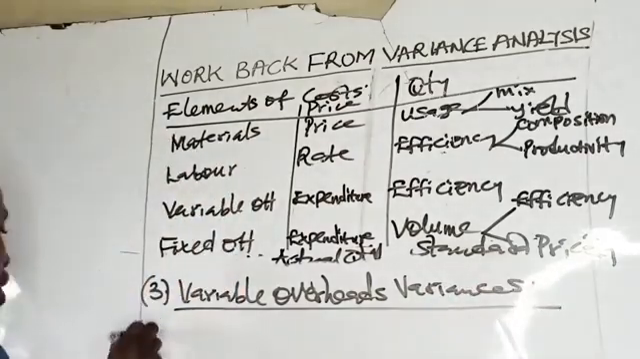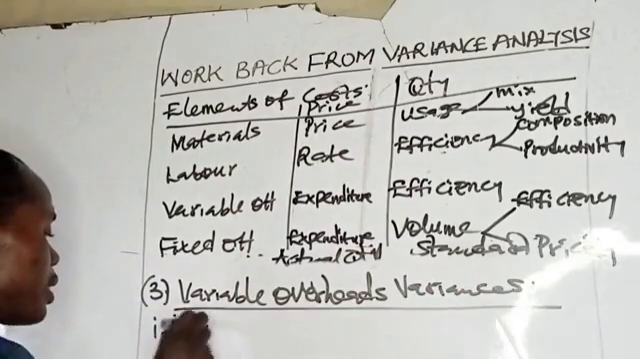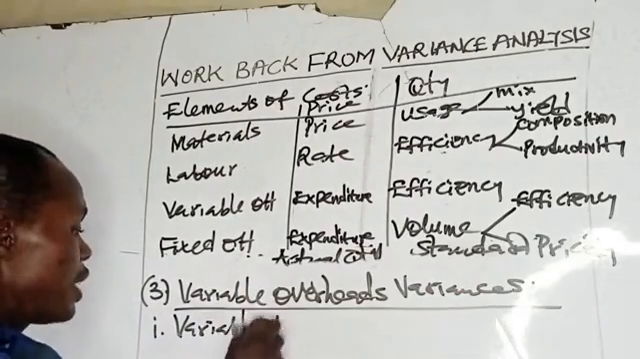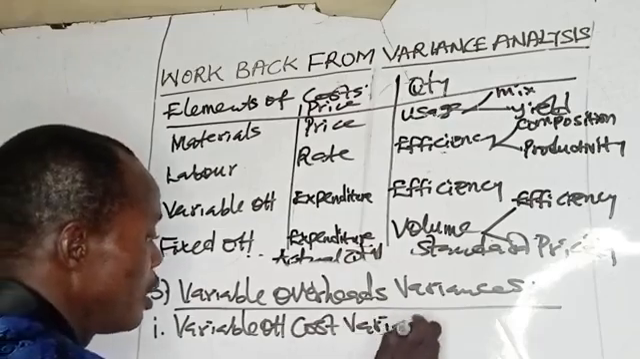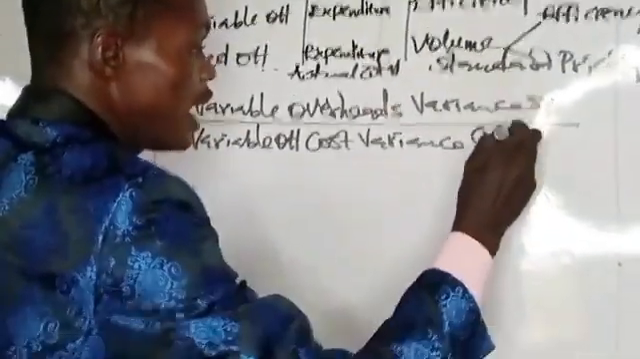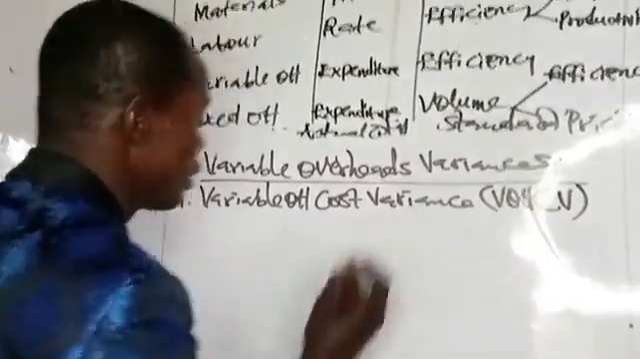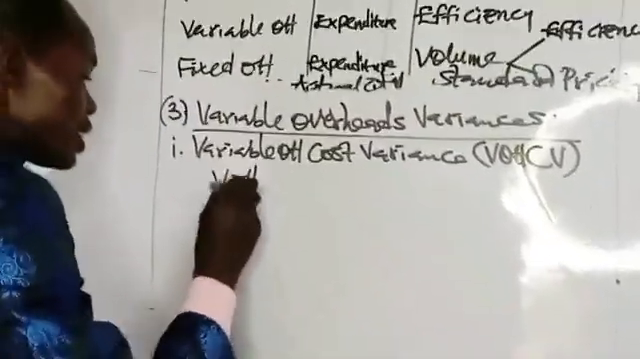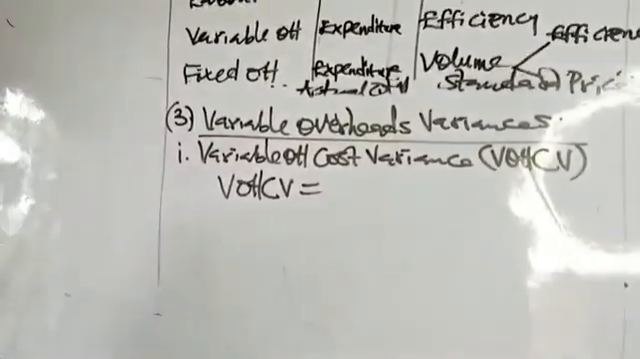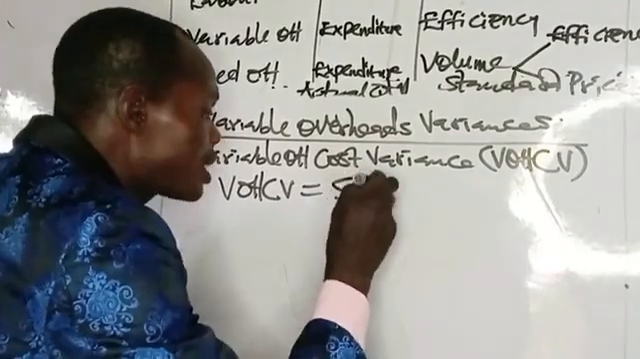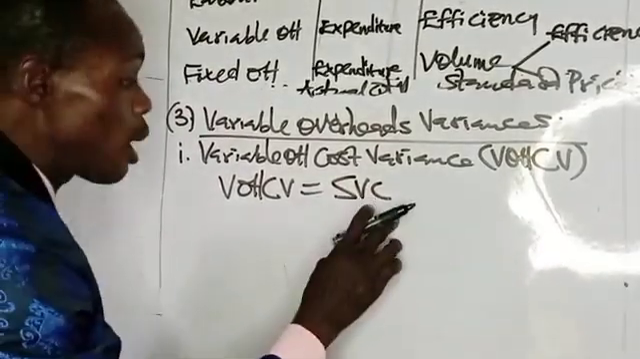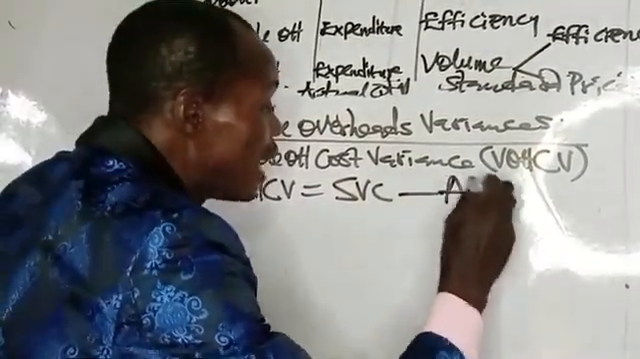Under this, we may examine variable overheads cost variance. Since variance is standard minus actual, it will be the difference between the standard variable overheads cost minus actual variable overheads cost.